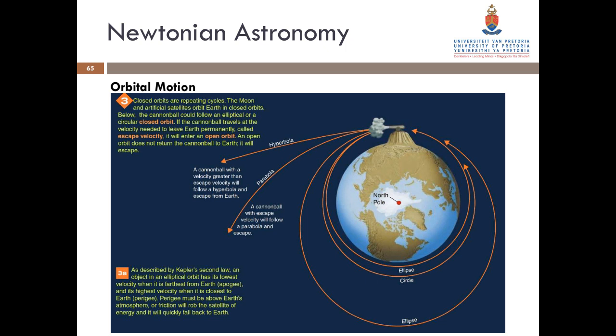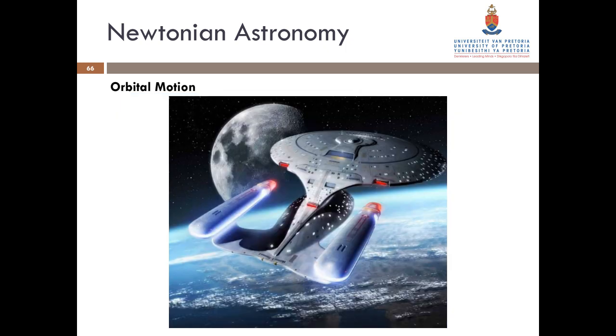Do you all recognize this spaceship? And which spaceship is this? Yes, it's the USS Enterprise, more precisely the Enterprise D from Star Trek. So let's, for example, imagine ourselves. We are currently on the Enterprise, and we are approaching a planet, and we want to go into an orbit. What do we do?